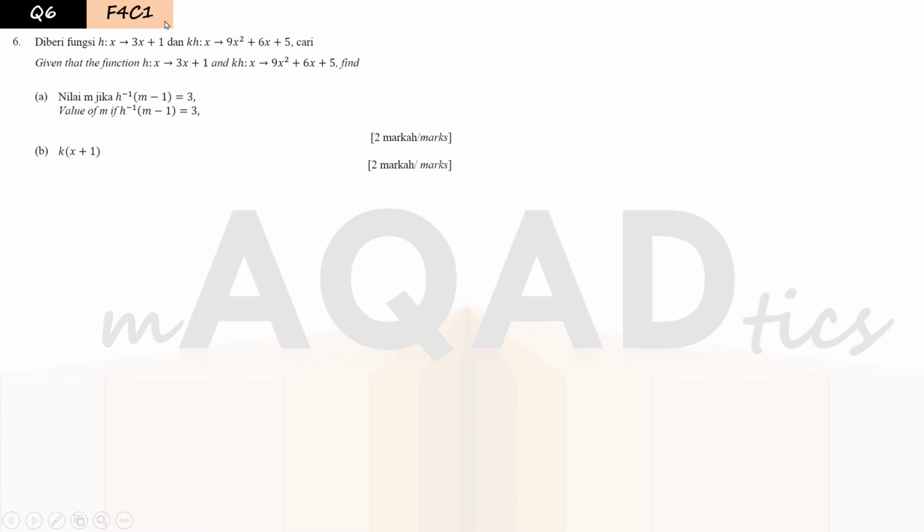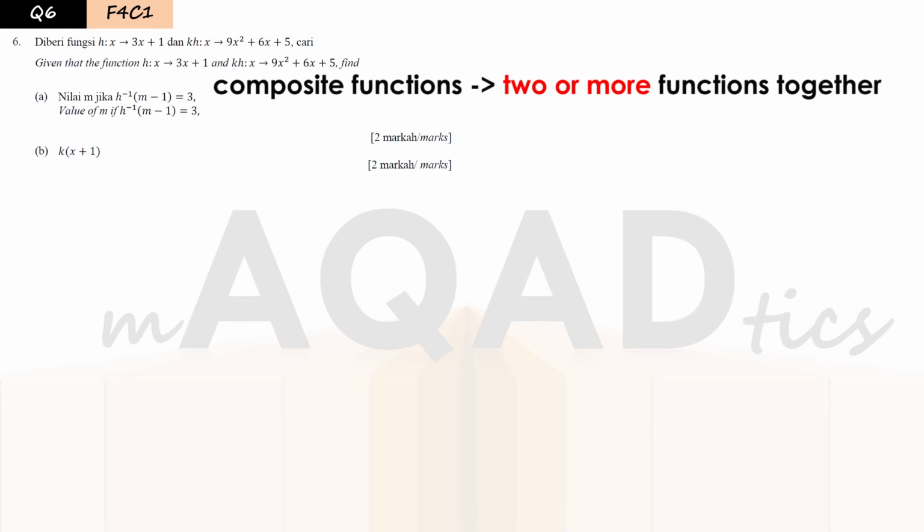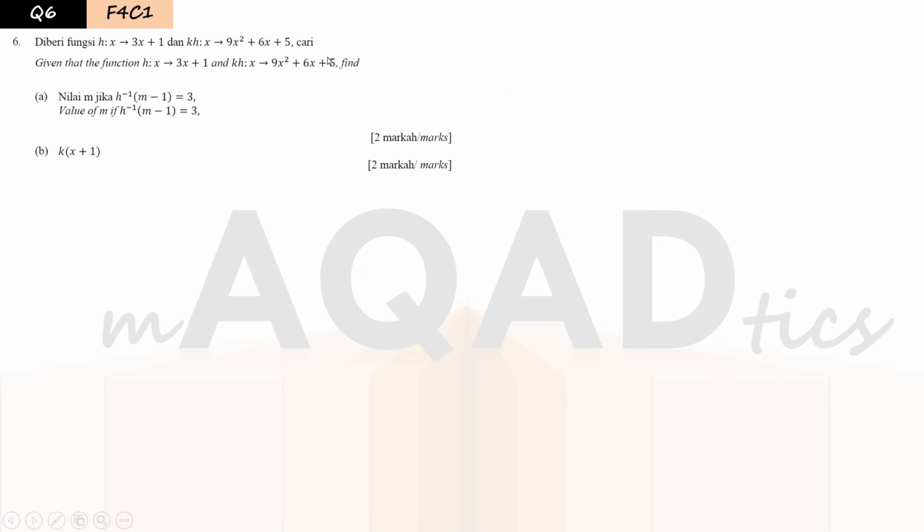For the next question, it focuses on functions. Here we have two functions: h of x equals 3x plus 1, and we have kh(x). This is a composite function. A composite function is two or more functions put together. For example, this one, kh(x), will be this value.